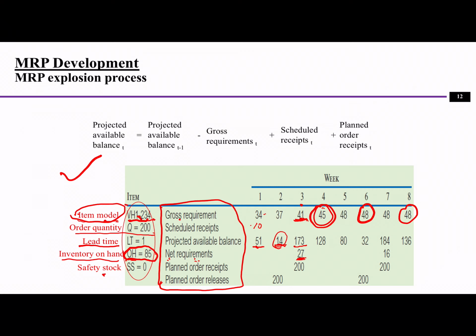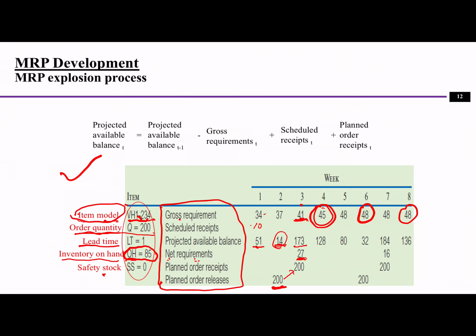Now let's look at this item. Let's see this order quantity. Okay, I know I need 27, but the order quantity is 200. It means that regardless of how many parts, whether 27 or 1 or 199 or 200, as long as it is less than or equal to 200, I have to order exactly 200 here. Because the lead time is 1, that's why I need to order at week 2. And this 200 will arrive.